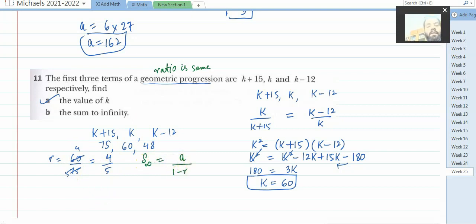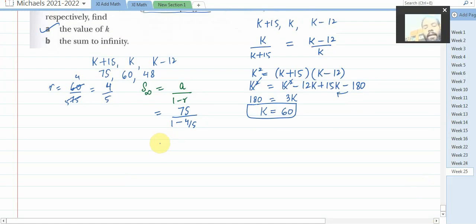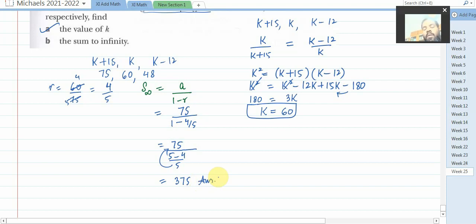What is the value of a we have? We have the value of a, it's 75, the first value, divided by 1 minus r, which is 4 divided by 5. We know very well how to simplify, so I can write 75 divided by, taking LCM, 5 minus 4 divided by 5, which is 5 multiplied with the numerator. So 75 into 5 is 375, and 5 minus 4 in the denominator equals 1. So 375 is your answer.